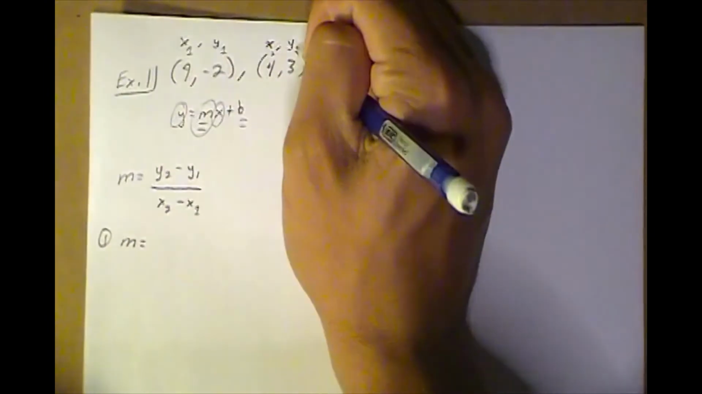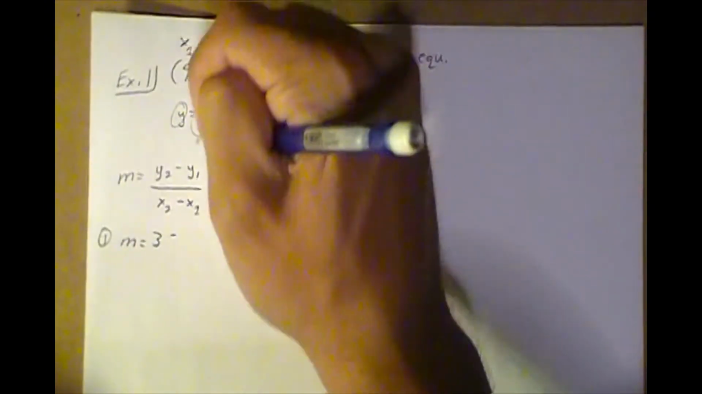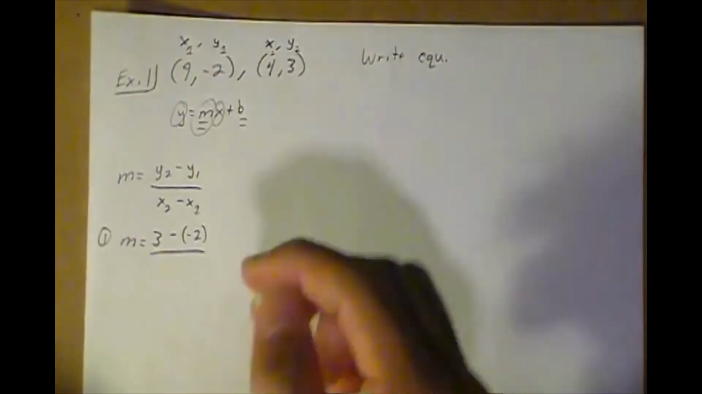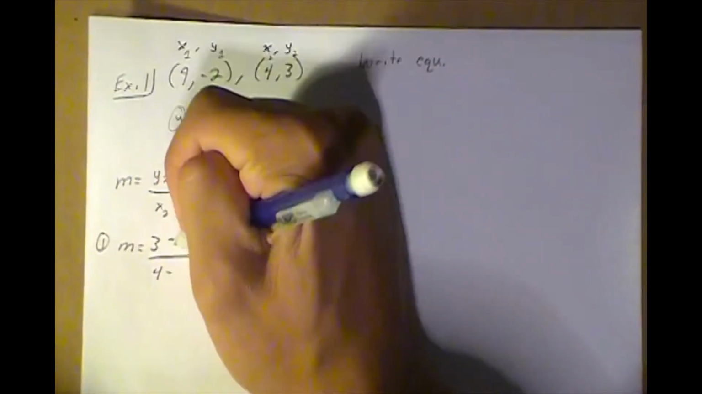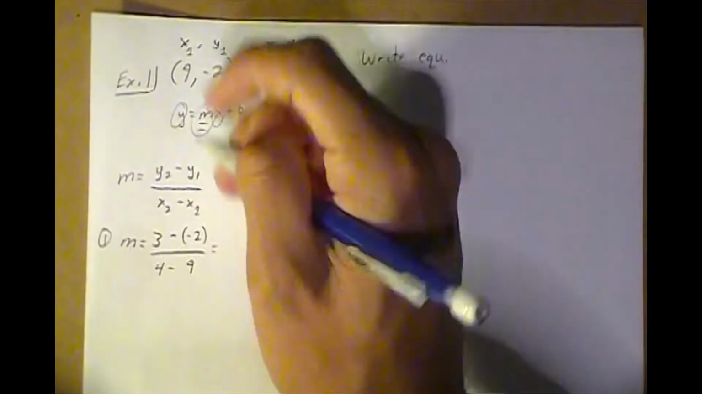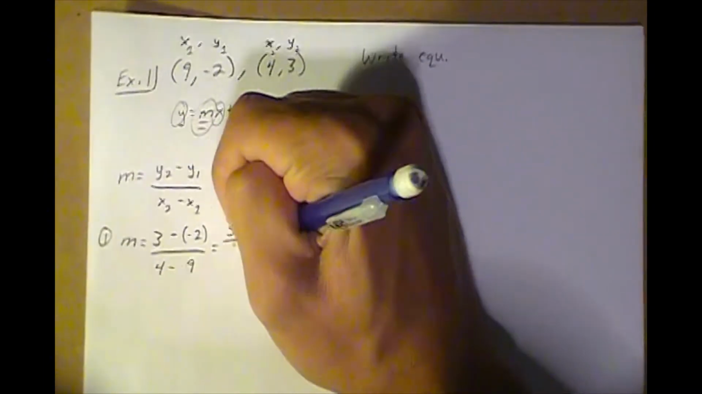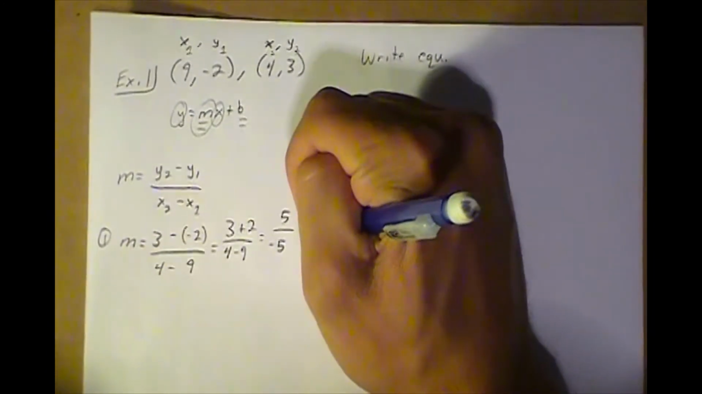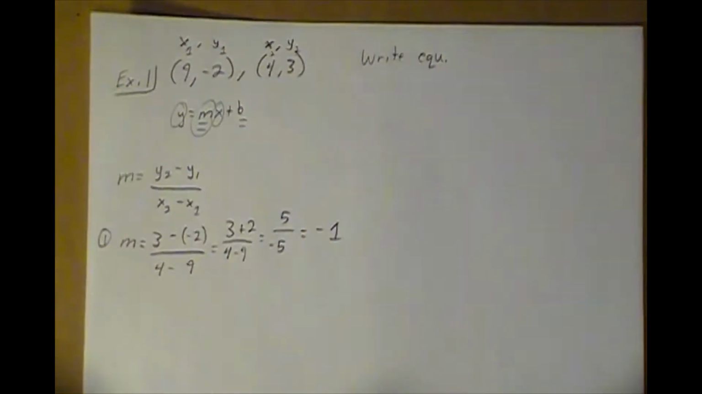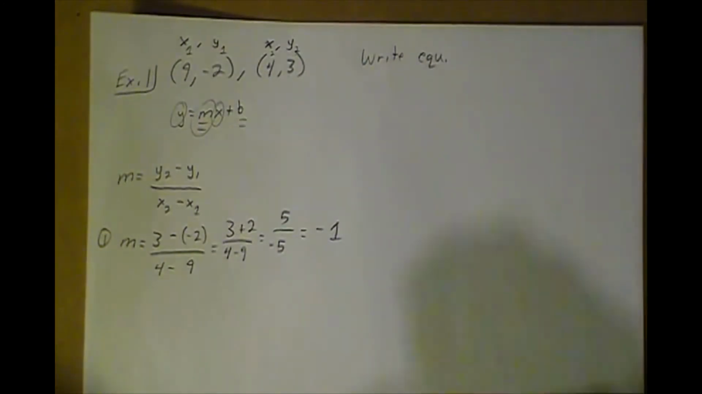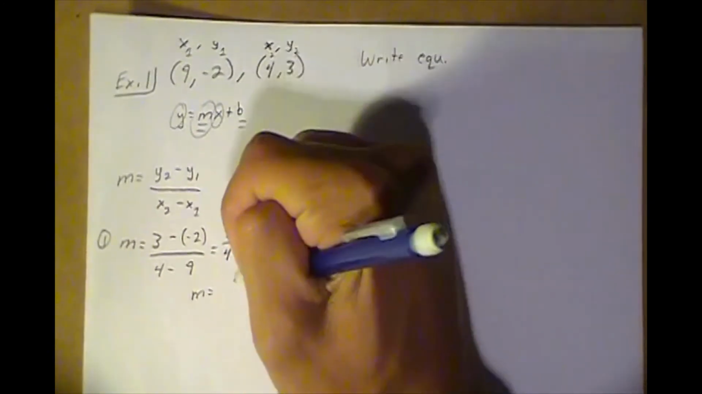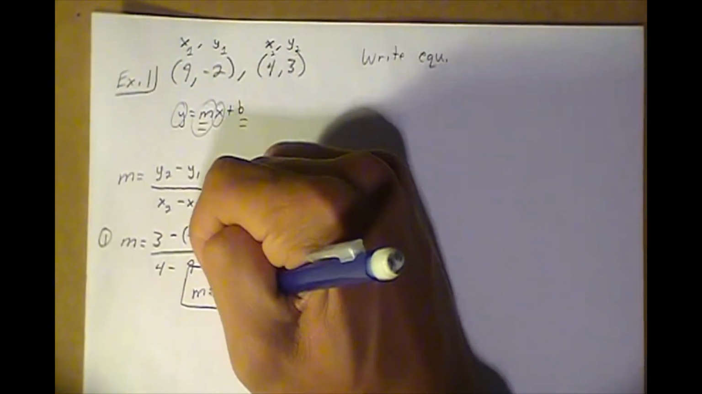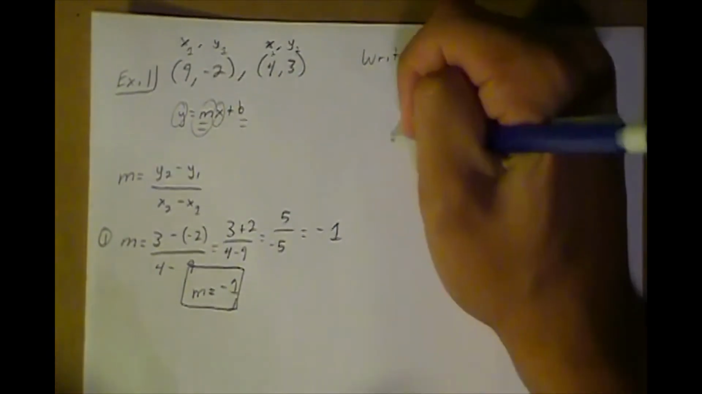M is going to be equal to, well, y2 minus y1, which is -2. You have to always take the negatives into account. Over x2, so 4, minus x1, which is 9. This will be rewritten as 3 plus 2 over 4 minus 9, which is equal to positive 5 over -5, which is -1. Awesome. Now you have your slope. So, m is equal to -1. Very important.